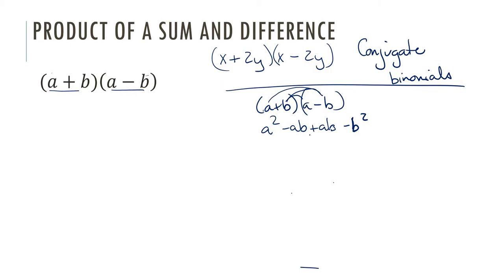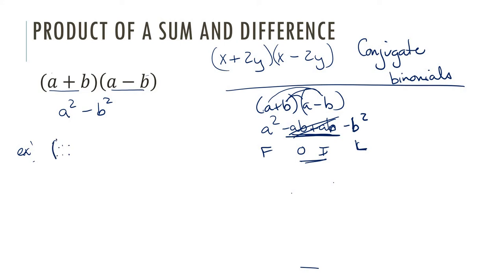Look what happens to those middle two terms. Negative ab plus ab, that becomes 0. Every time with a conjugate binomial, the OI, the middle part of the FOIL, disappears. So all we have to do is take the first term, square it, the last term, square it, and put a negative sign in between. So let's try a few.